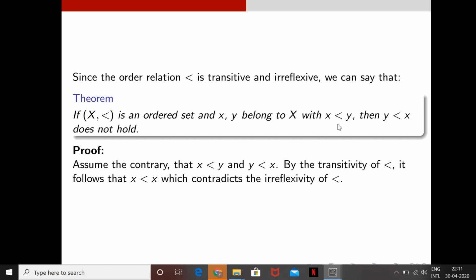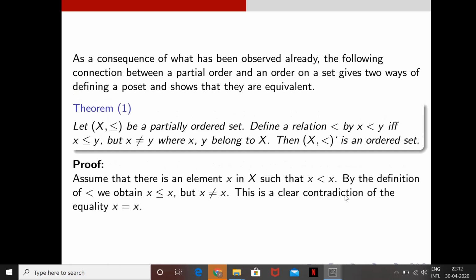Now, as we all know that order relation is transitive and reflexive, so we have stated a theorem here. If (X, <) is an ordered set and x, y belong to X with x less than y, then y less than x does not hold. This is very easy to understand. The proof is also very easy. We have used our favorite tool, contradiction. The proof goes like this: assume the contrary, that x less than y and y less than x, but by the transitivity of this relation, it follows that x less than x, which simply contradicts the reflexivity of this relation. This is a very easy proof and a very easy theorem.